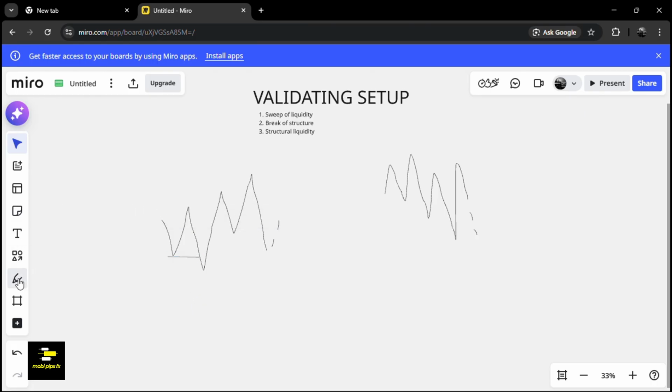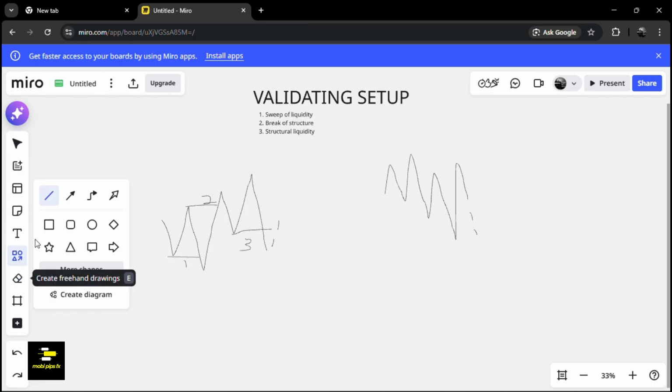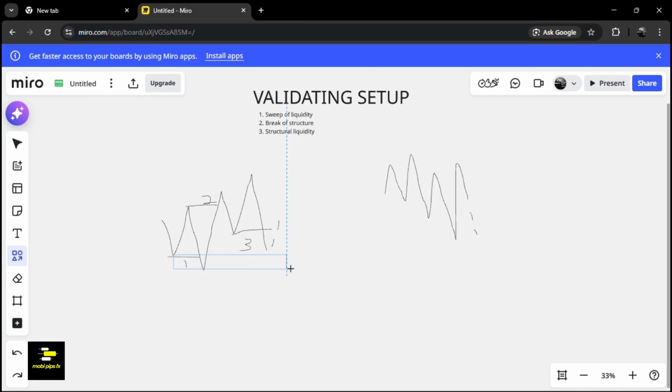So this is number one. That is a sweep of liquidity right here. What else are we looking for? A break of structure right here. Number two. What again are we looking for? Structural liquidity, which is right here. Number three. Let me clean this, sorry. After that we get our POI right here. So we have located 1, 2, 3 here.